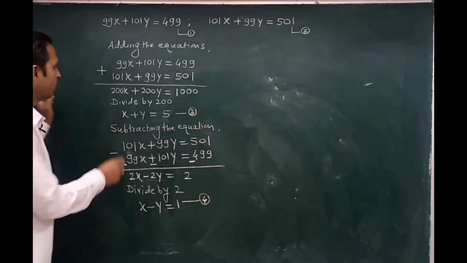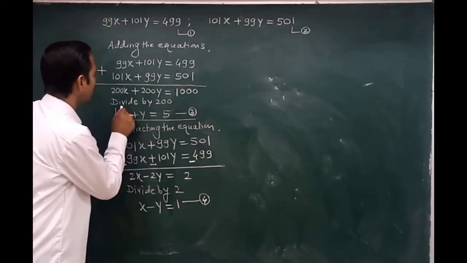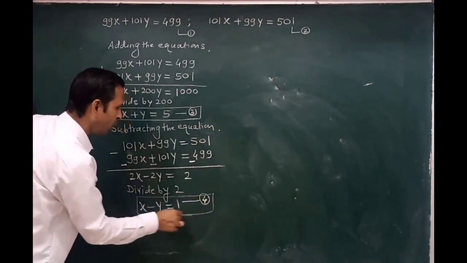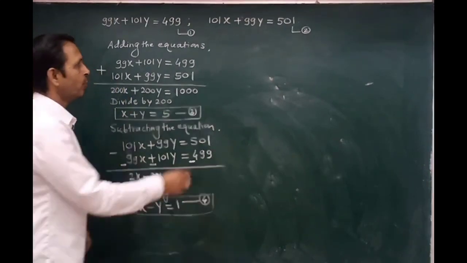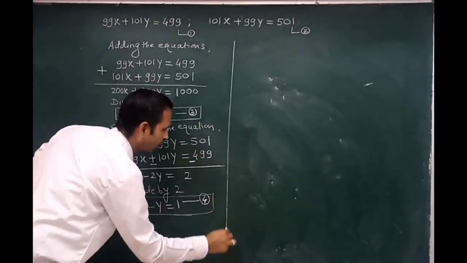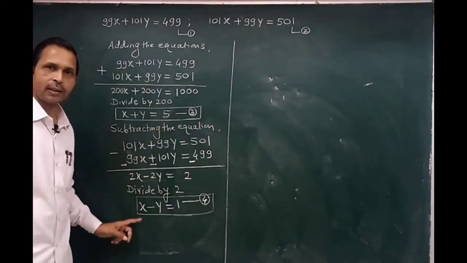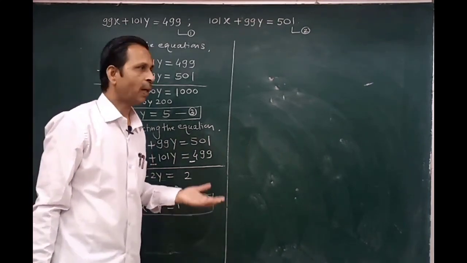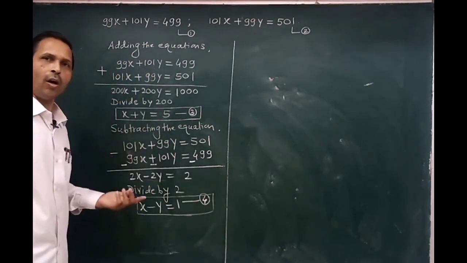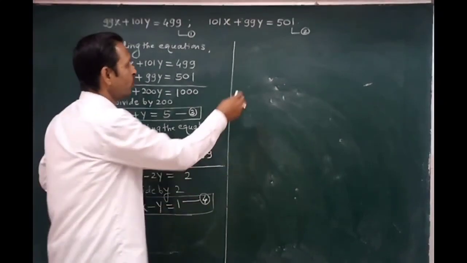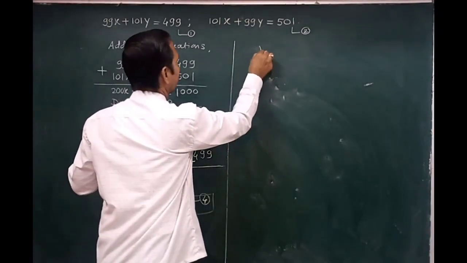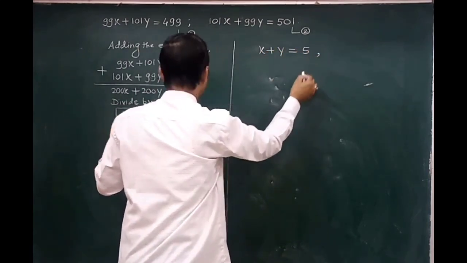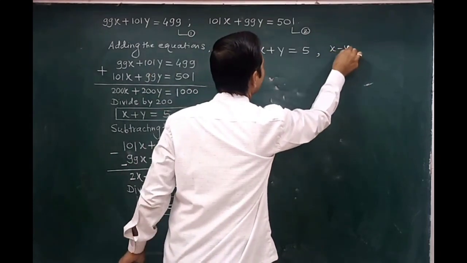Now solving these two equations, equation 3 and equation 4, again we will get the values of x and y. Now how to solve these two equations? These equations can be solved by our usual method, that is by eliminating the variable or the substitution method. Now let us take these two equations as an example: x plus y is equal to 5 and the second, x minus y is equal to 1.